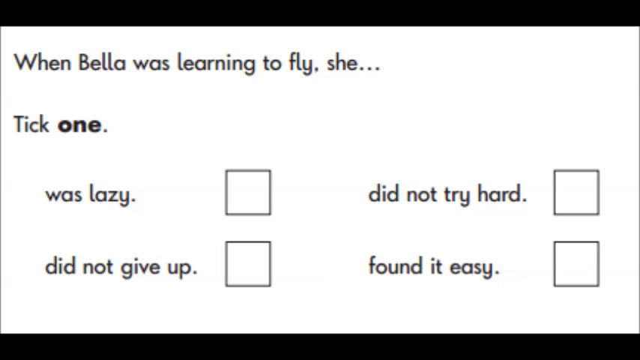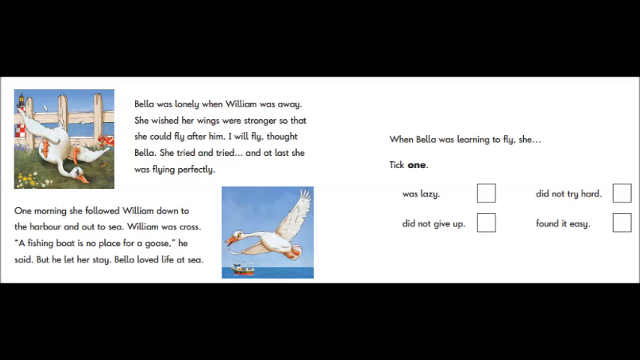Now let's look back at the first question. When Bella was learning to fly, she... tick 1. Remember, this is a multiple choice answer, just tick 1. So, she was lazy, she did not try hard, she did not give up, or she found it easy. Let's look at the question and the text together.